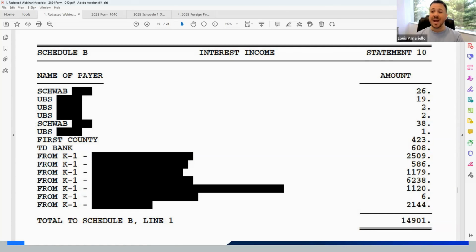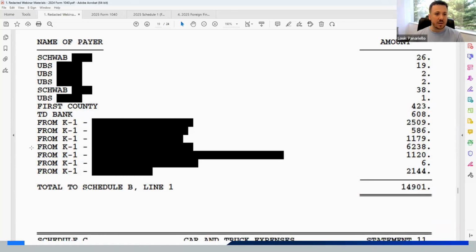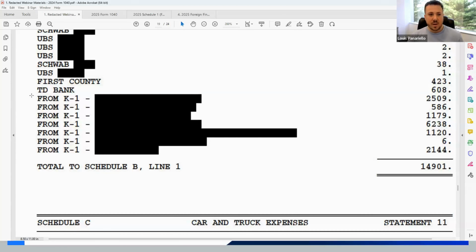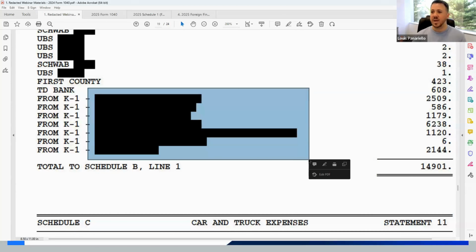Not only do you have bank and brokerage accounts that are being reported for interest income, but you also have, you see down here, I'll zoom in, it says from K1. Now we redacted it, as you can see, to protect the innocent and for confidentiality purposes. But what we actually have behind these redactions are entity names. So what that means is these entities have some mechanism by which it's receiving interest income. Maybe there's a brokerage account that's being held on the entity, right? And that interest income is going to pass through the entity to the taxpayer. And that gets reported on Schedule B as interest income.